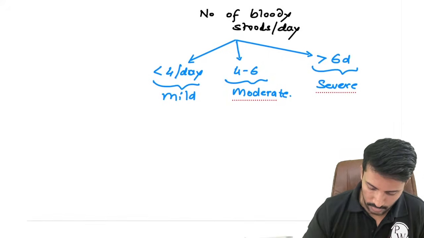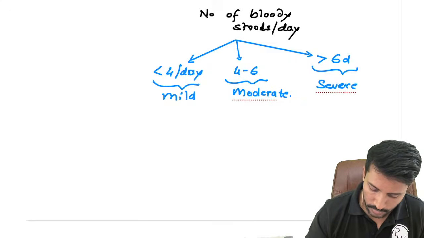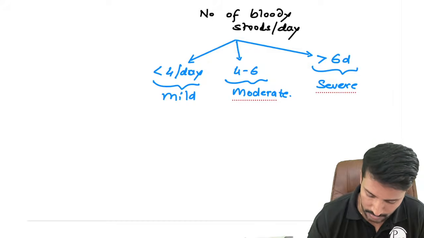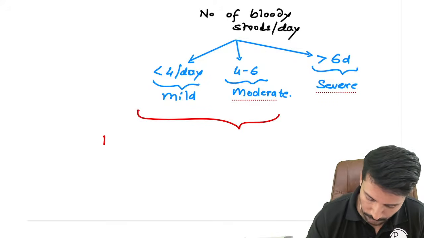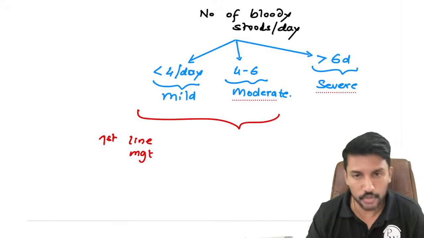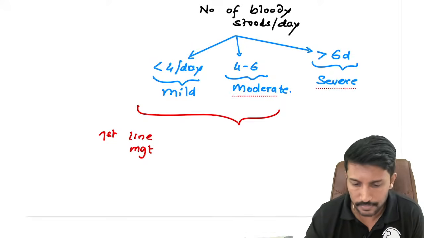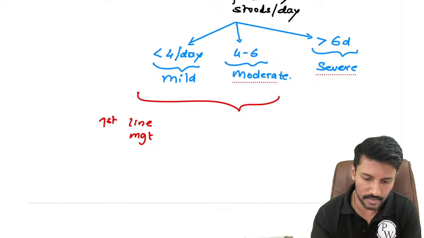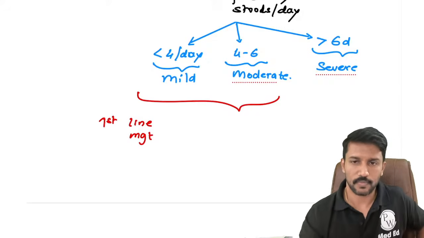Okay. So now how will I treat? So for mild to moderate patients, the first line management, what drug do we use as the drug of choice for treatment of ulcerative colitis? What is the drug? Yes, there is also increased risk of gallstones.